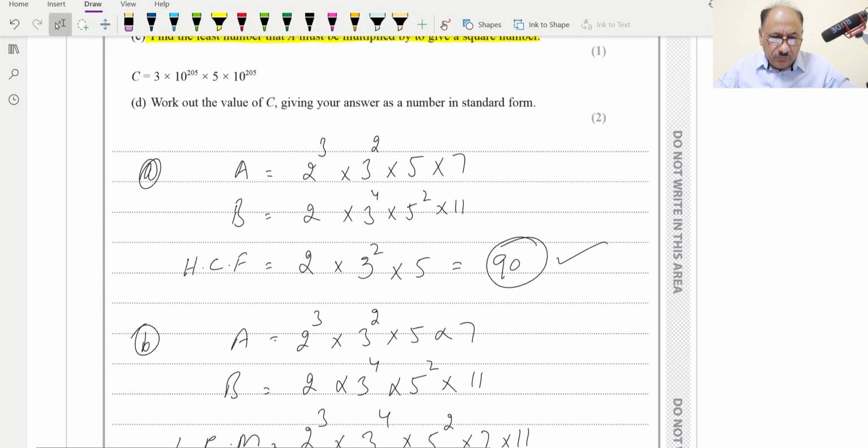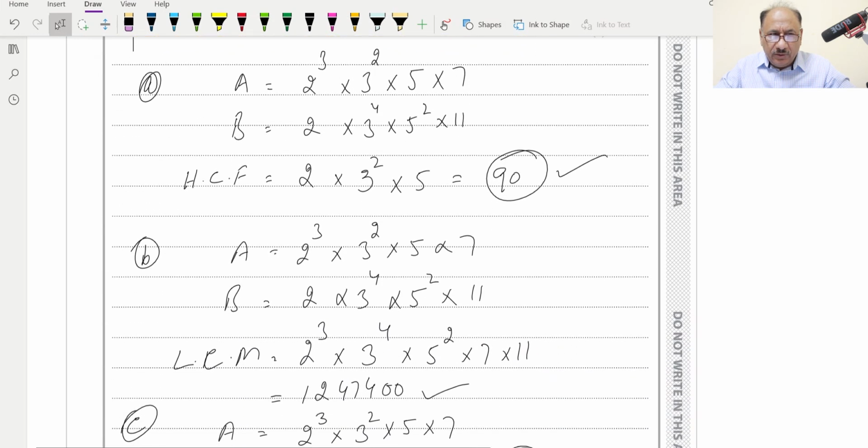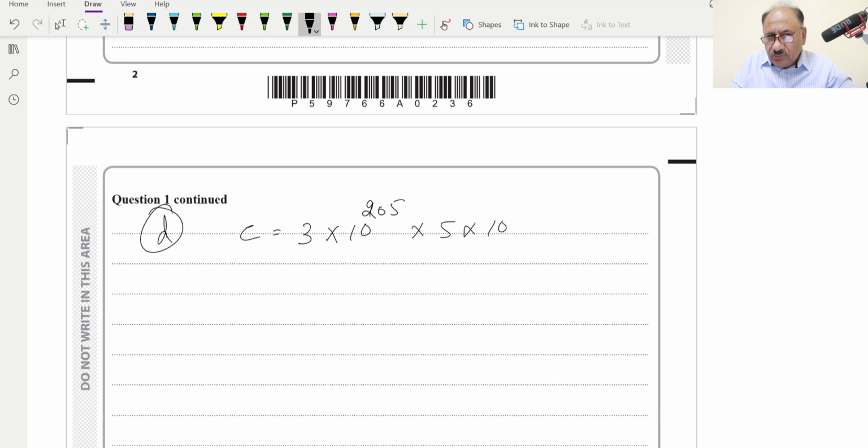Now we can move to D part. D part is saying C is equal to this one. Work out the value of C, giving your answer as a number in standard form. So for D part, we have to provide the answer in standard form. Given C is equal to 3 into 10 raised to the power 205, basically 205 into 5 into 10 raised to power 205.